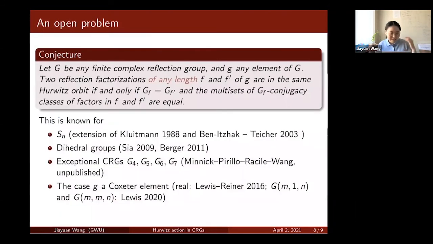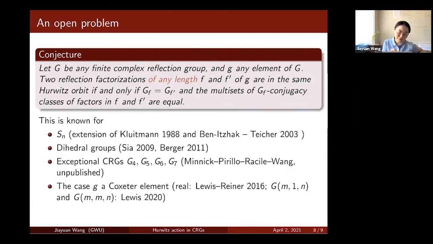And now let me end with a conjecture. This is the extended version of our second theorem, where we remove the requirement of minimum length for the factorization. It says that for any finite complex reflection group, two factorizations of any length will be in the same orbit if and only if they generate the same group and they have the same multiset of conjugacy classes. We know this is true for minimum length, but we believe this is also true for any length.